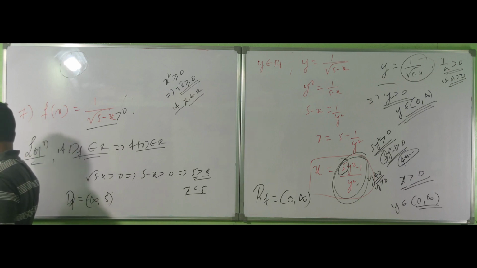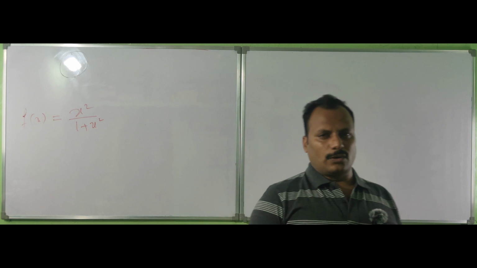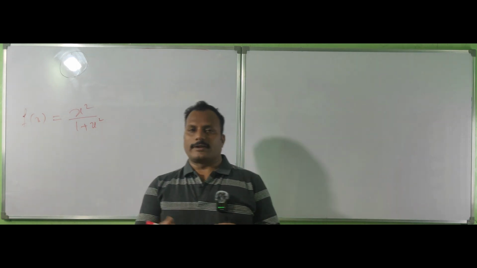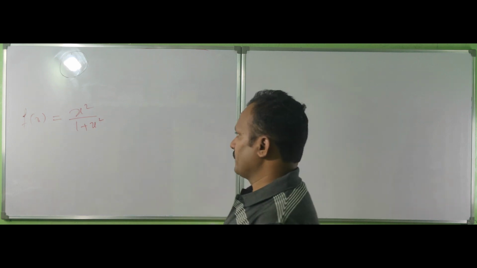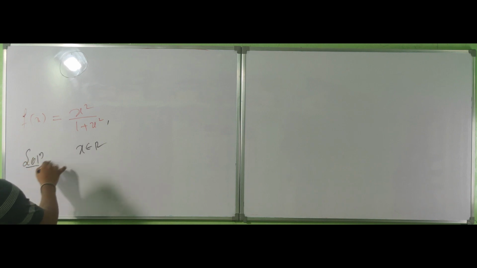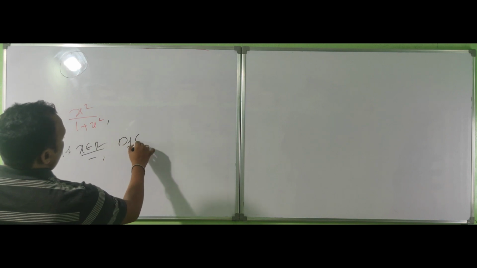Next question is here, where we get some confusion. The assumption is going on, because at every step they assume how to find the range and the domain. This is to find the domain and range. For any values of x, for x belongs to R, then Df belongs to R.